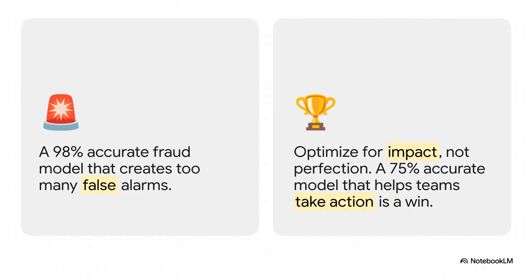I mean, think about a fraud detection model. A model that's 98% accurate but creates hundreds of false alarms, flagging legitimate transactions and annoying your customers. That's a total nightmare for the business. You know what's better? A model that's maybe only 75% accurate but reliably finds the biggest, most critical fraud cases. That's the real winner. You've got to optimize for impact, not for some perfect score.